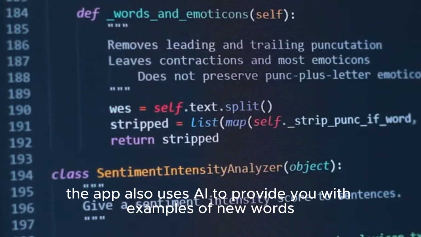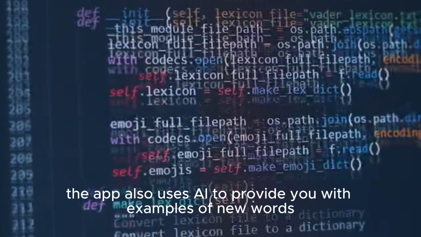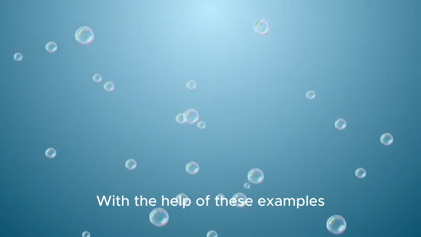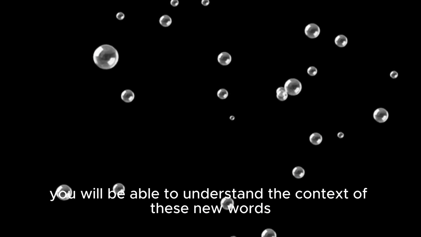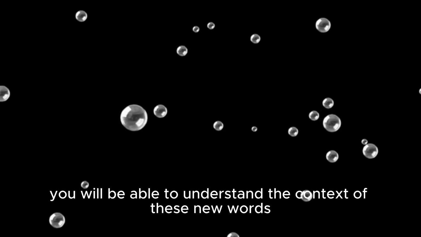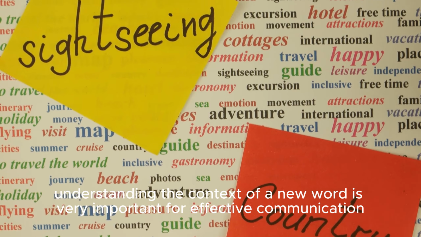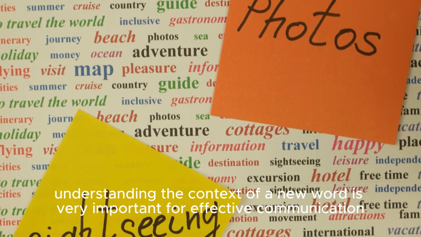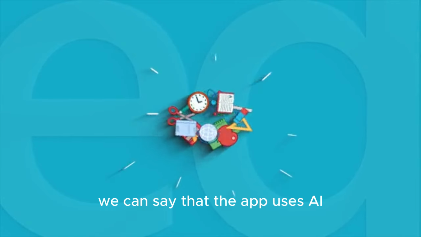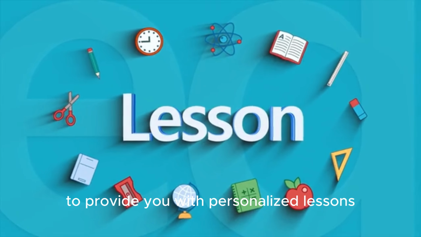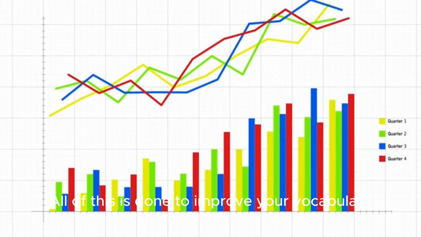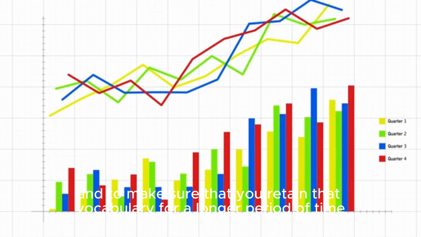Apart from this, the app also uses AI to provide you with examples of new words. With the help of these examples, you will be able to understand the context of these new words. And as you know, understanding the context of a new word is very important for effective communication. In simple words, we can say that the app uses AI to provide you with personalized lessons, flashcards, and examples. Now, all of this is done to improve your vocabulary and to make sure that you retain that vocabulary for a longer period of time.